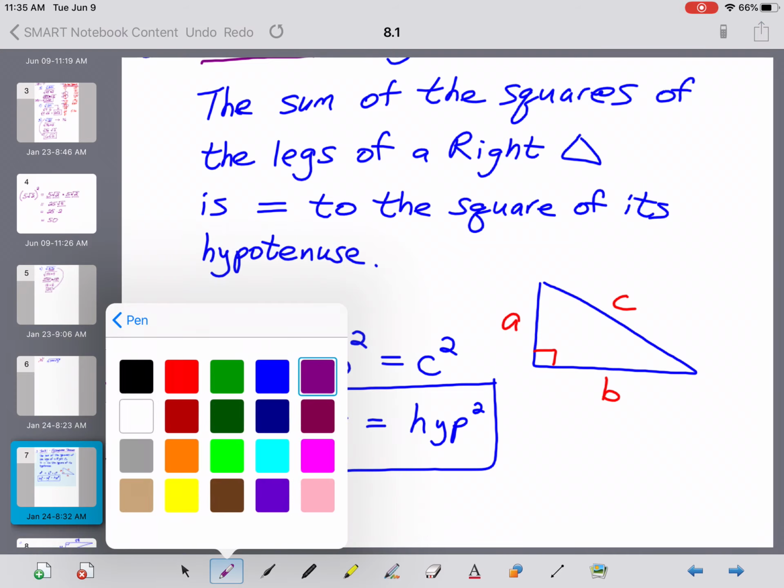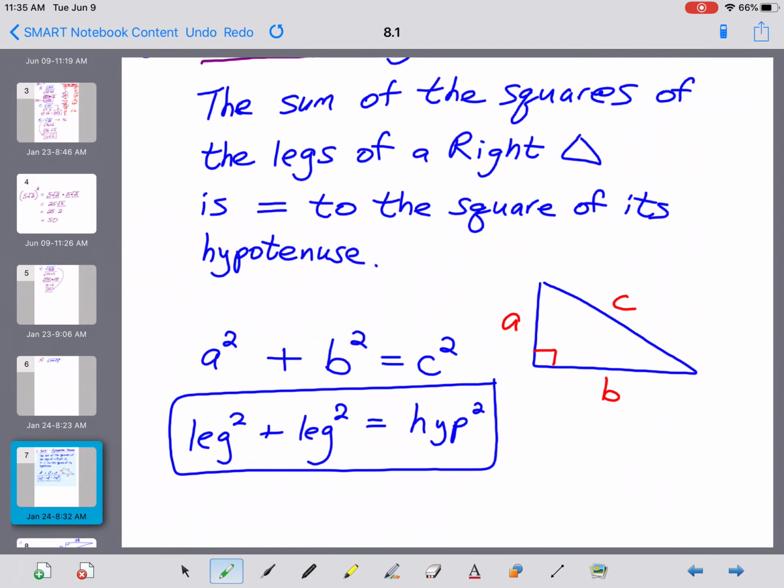Little bit of a vocab review before we go any further. In every right triangle, you have one right angle, which we have located in the bottom left-hand corner here. The two sides that meet to form this right angle are called the legs of your triangle. So A is a leg and B is a leg. And the third side of your right triangle, the one that's located across from your right angle, that is called the hypotenuse of the right triangle.